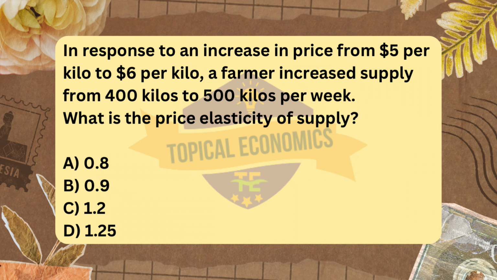Now, let us calculate the percentage change in price. The price increased from $5 to $6 per kilo. The change in price is equal to 6 minus 5 equals $1. The percentage change in price equals 1 divided by 5 times 100 equals 20%. Finally, let us calculate the price elasticity of supply. Now we can compute the PES. PES equals 25% divided by 20%, which equals 1.25. Thus, the price elasticity of supply is 1.25.